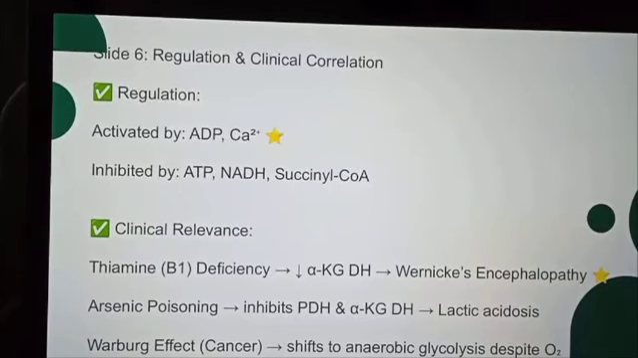Now the third clinical correlation is the Warburg effect, which is also known as cancer metabolism. Even in the presence of O2, cancer cells prefer to do glycolysis, not the Krebs cycle, which helps them grow faster, and this shift is called the Warburg effect.